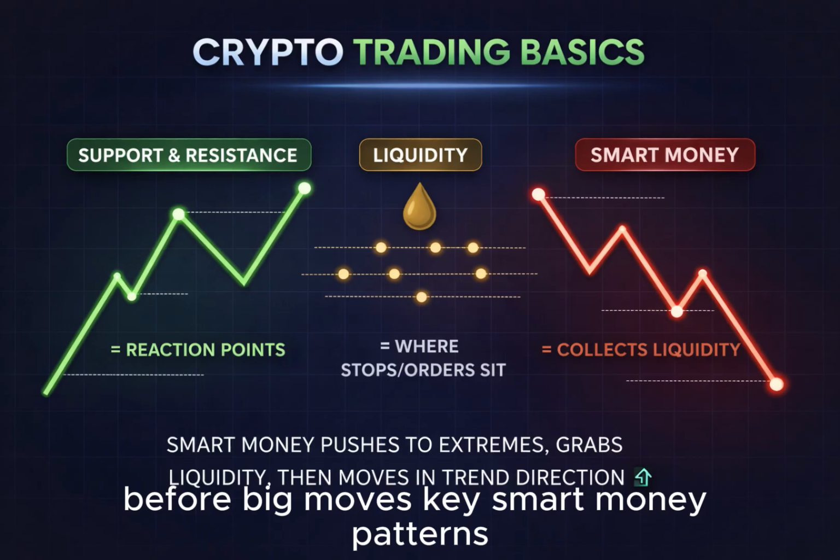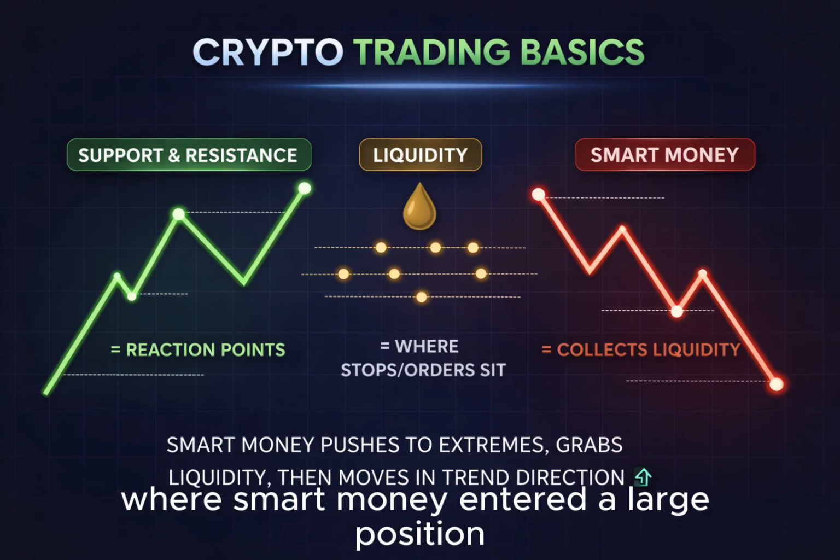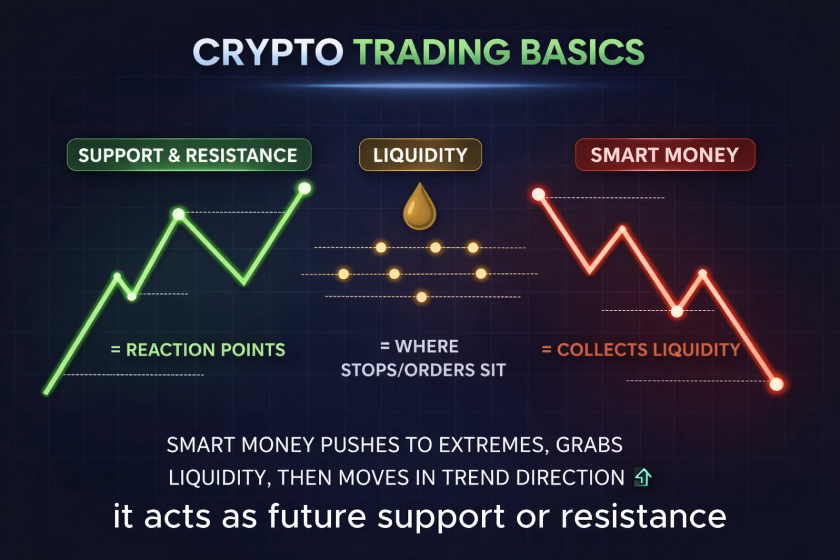Key smart money patterns. Order blocks, a candlestick or group of candles where smart money entered a large position. It acts as future support or resistance.